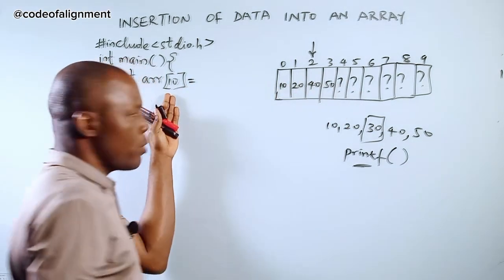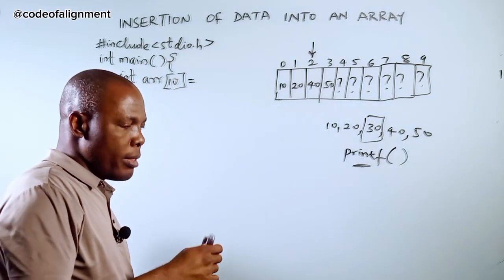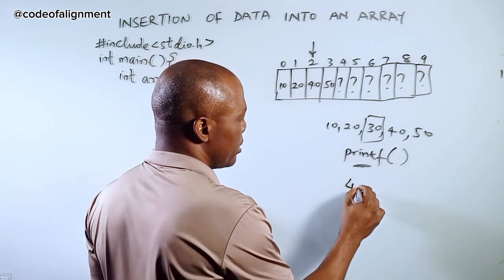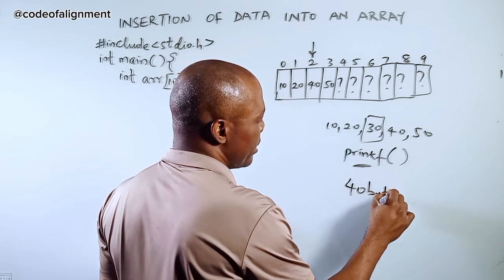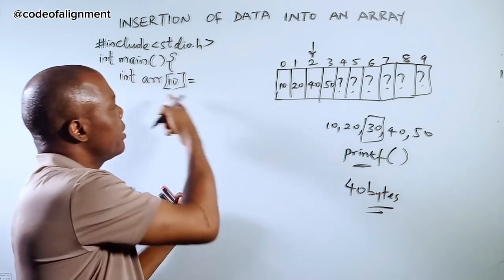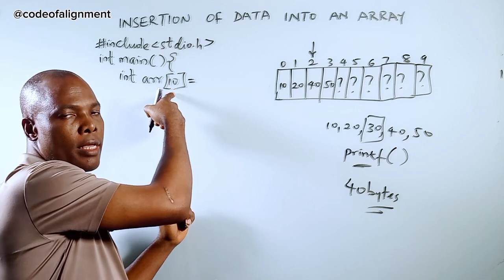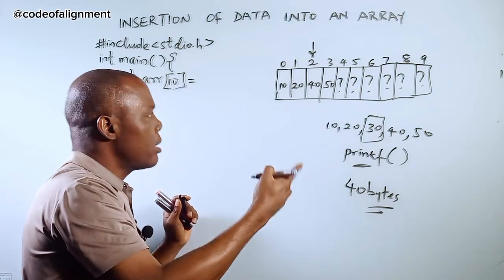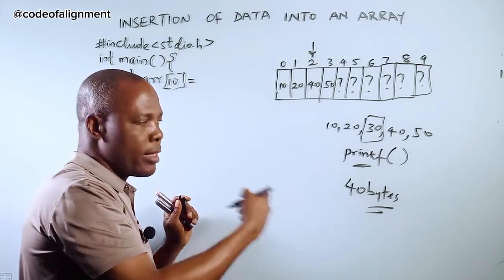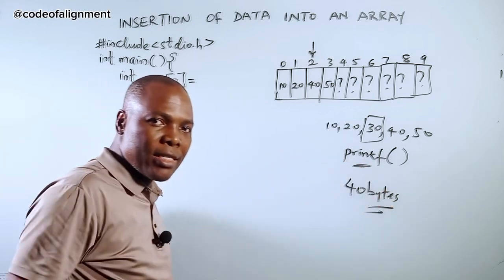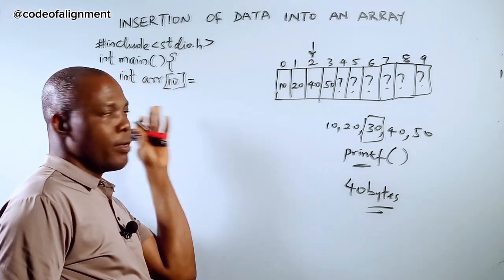Once this is done, 40 bytes will be allocated, because 10 integers. An integer is 4 bytes. So 4 times 10, that is 40 bytes. That is the size of the memory that will be allocated for this array.